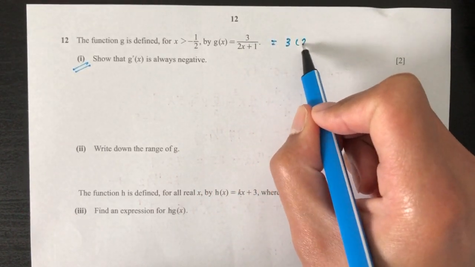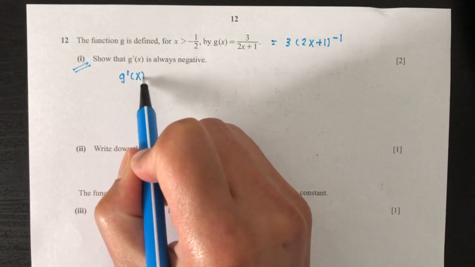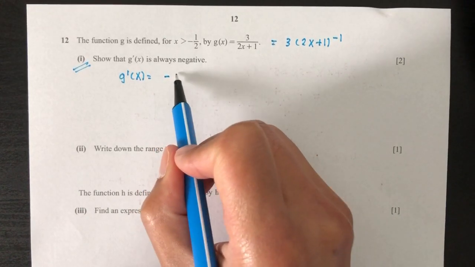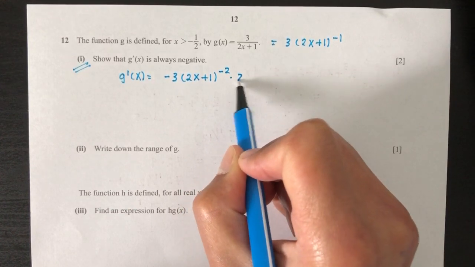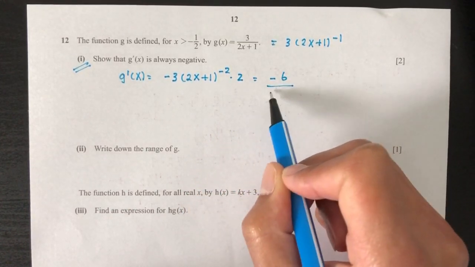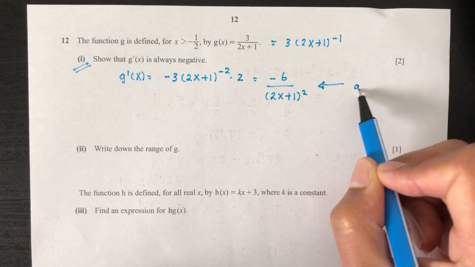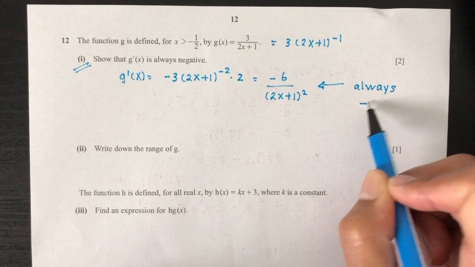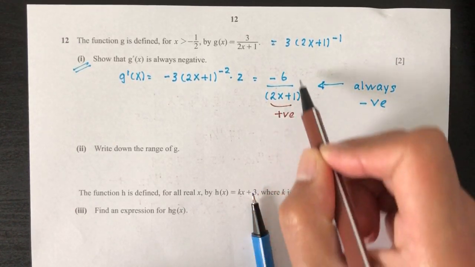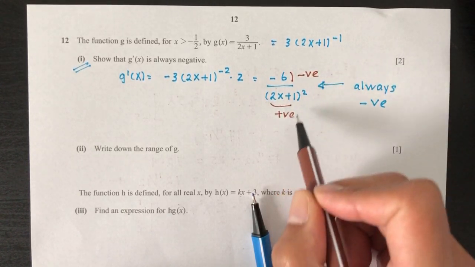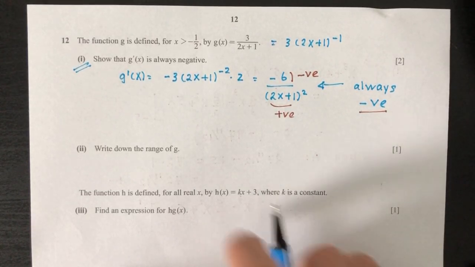This is 2x plus 1, this one. So to find g prime, we differentiate that, and you will have minus 3 times 2x plus 1 to the power minus 2, times 2. Now that becomes minus 6 over 2x plus 1 squared. So you have shown that it is always negative, because the square will always be positive and the numerator will always be negative. So negative divided by positive will always be negative, shown as required.